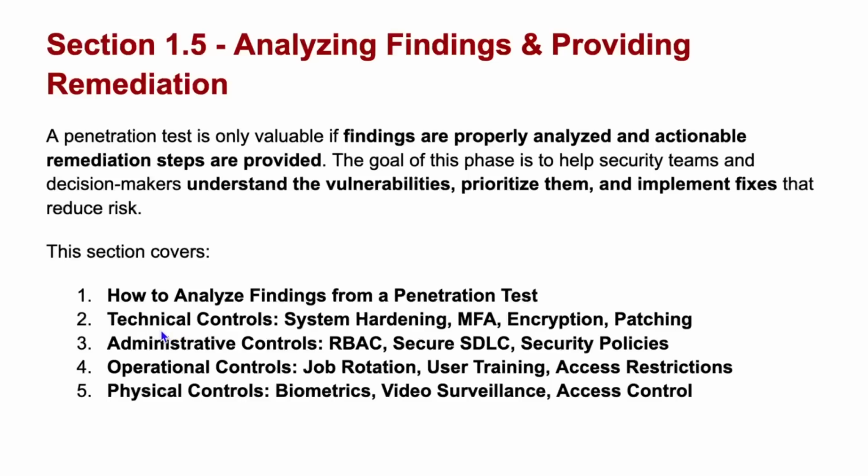What are technical controls, which falls under everything that has to do with the systems themselves, with the technology themselves? So system hardening, multi-factor authentication, encryption, patching, any of that stuff. Administrative controls. So what is administrative controls, and then how do you implement these types of controls? And as the name implies, it has to do with the administration. So role-based access control or rule-based access control technically falls under administrative controls.